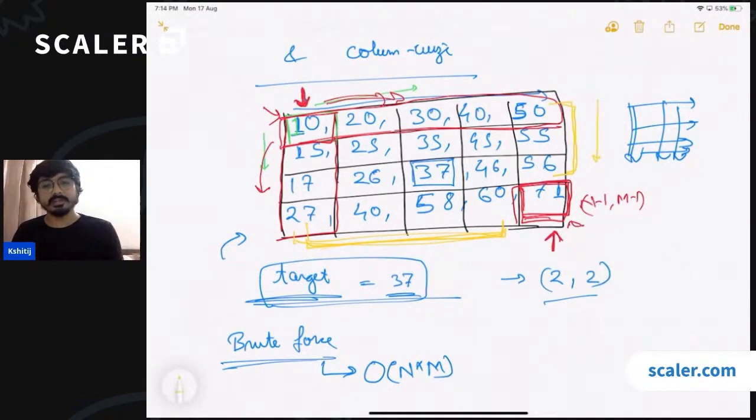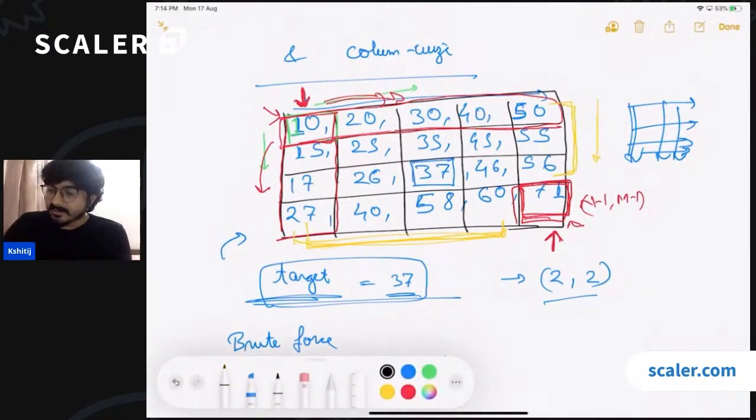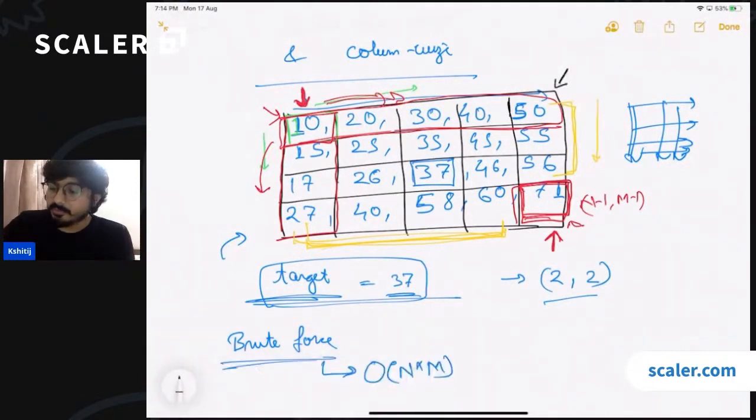So again, we don't have any decision that we can take, right? We cannot discard any part of the search space. All the values are still relevant. Okay, let's try to search from this point.